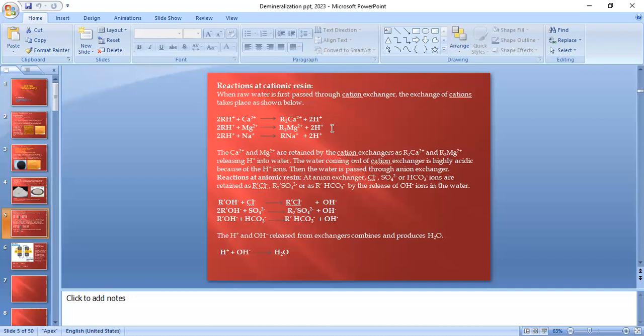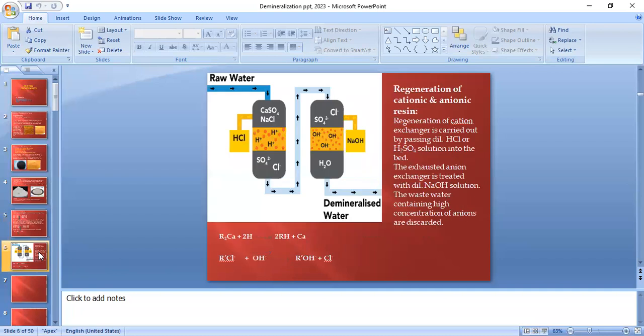So in the cation exchanger, you are getting free H plus ions, and in the anion exchanger, you are getting free OH minus ions. Now, both the ions are released from cation and anion exchangers. They combine with each other and they produce water. This water is free from both the cations and anions. That's why it is also known as demineralized water.